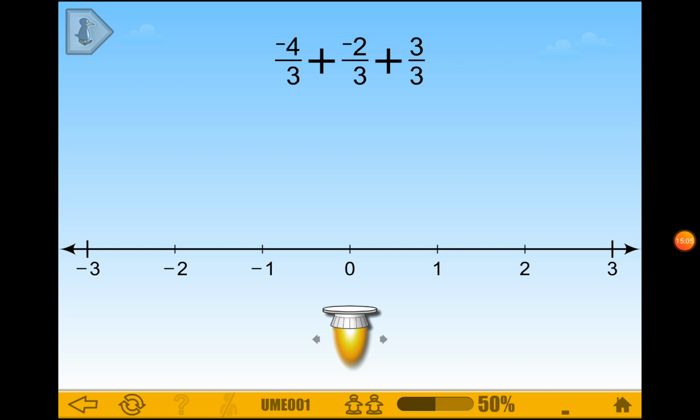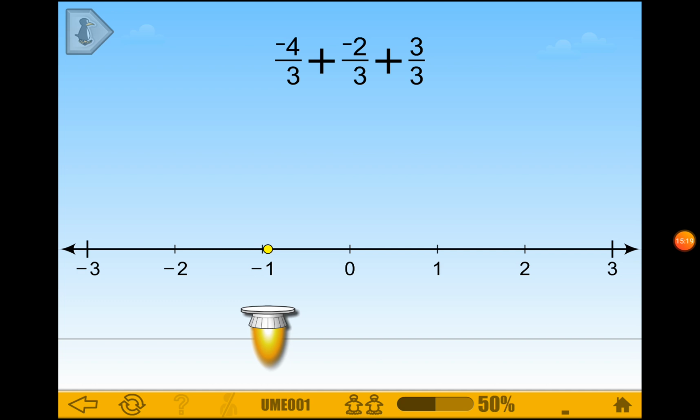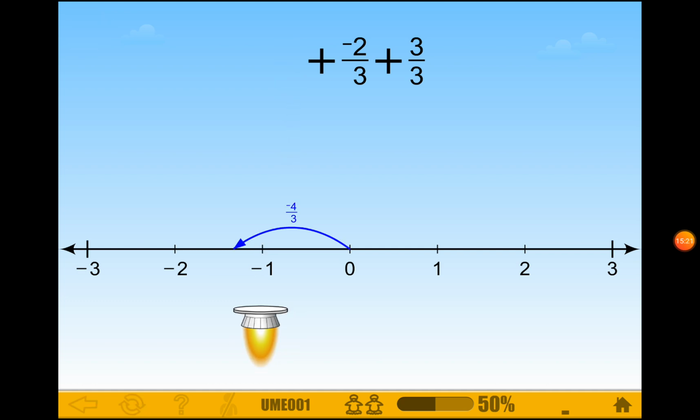Okay, anyways, negative 4/3 plus negative 2/3 plus 1. Okay, so negative 4 minus 2 is negative 6 over 3. So that would be negative 2, and negative 2 plus 1 is negative 1. Yep.